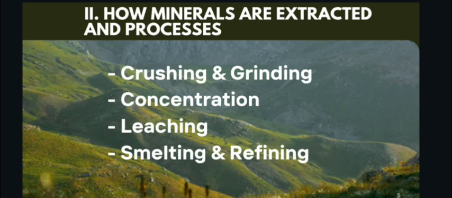The fourth one is smelting. This process involves heating the concentrated ore to high temperature to melt and extract the desired metal. And the last one is refining. The extracted metal is further purified to meet specific quality standards.